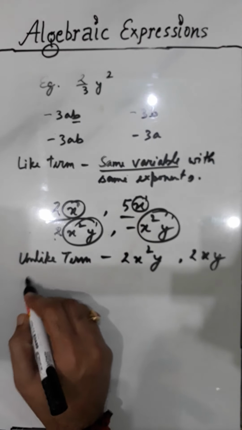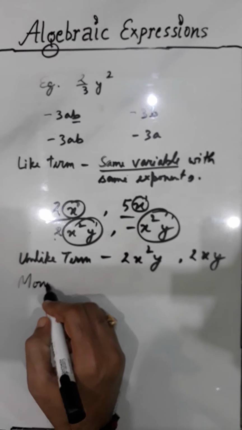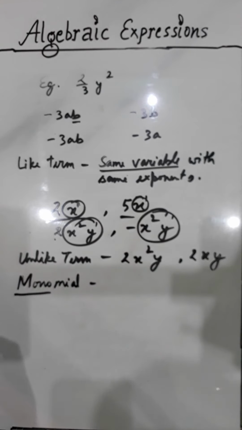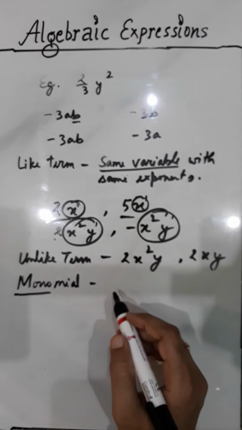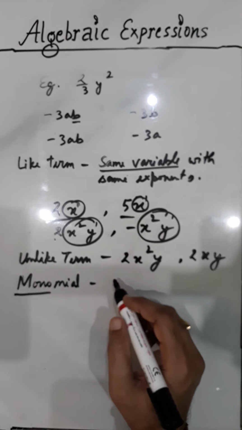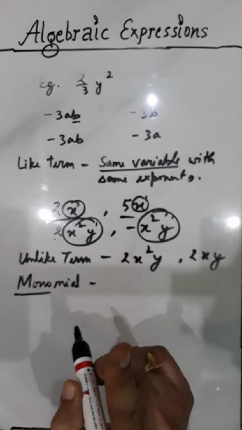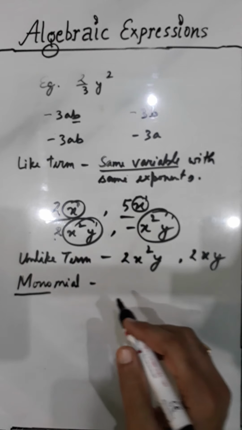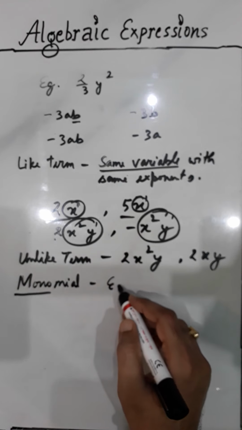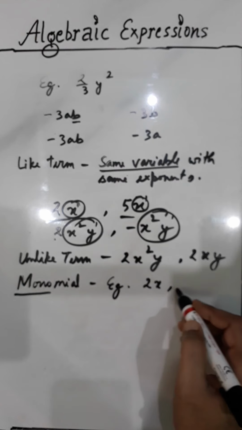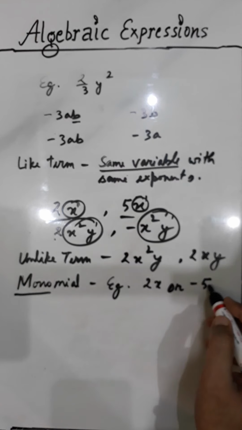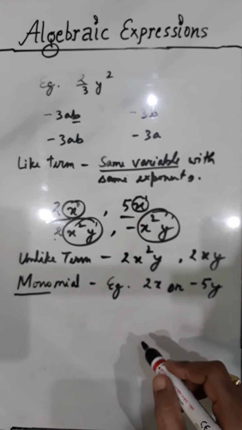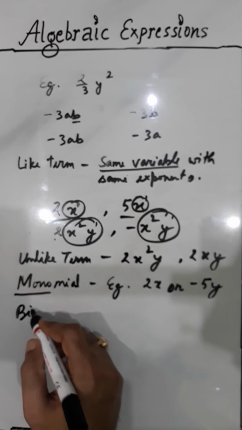First of all, let's see monomial. The term mono means one. That is why an expression that contains exactly one term is called a monomial. Example, say 2x, or you can write minus 5y, whatever you want to write, but there should be only one term.